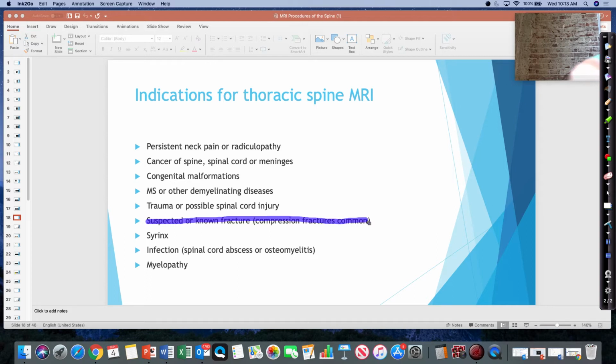So most of the time when we're looking at T-spine, it's really looking for any type of cancer or compression fractures or even osteomyelitis, because these patients sometimes will be inpatients and they're laying on their back constantly, and they can get those decubitus ulcers near their back that could spread into their bone, that osteomyelitis, infection of the bone.